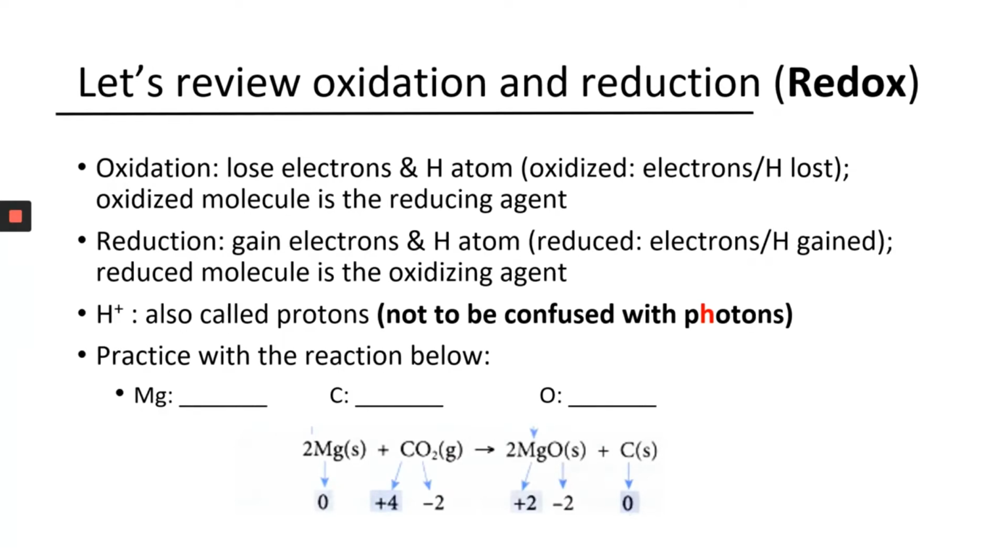The metabolic pathways that we're going to talk about in this chapter involve a lot of oxidation and reduction. So collectively, they're called redox reactions. Okay, so what is oxidation? Oxidation means something loses electrons and the hydrogen atom. Okay, so that means that this molecule is oxidized. Again, when something is oxidized, its electrons or hydrogen are lost.